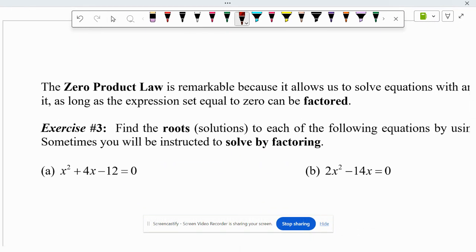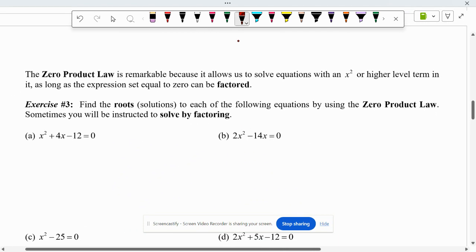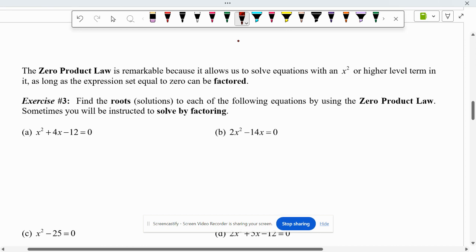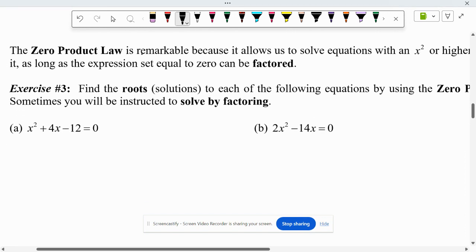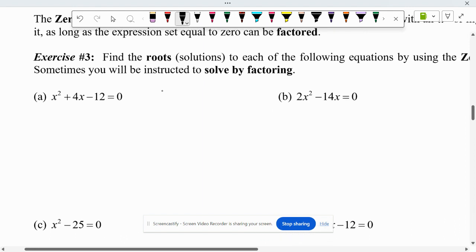Okay. So the zero product law is remarkable because it allows us to solve equations with x squared or higher, right? So we're just going to focus on x squared today. Tomorrow we'll look at a couple of x cubes, thinking of it in terms of volume. So we're going to find the roots of the solution by factoring. So we're going to find where these quadratics are going to cross the x-axis.